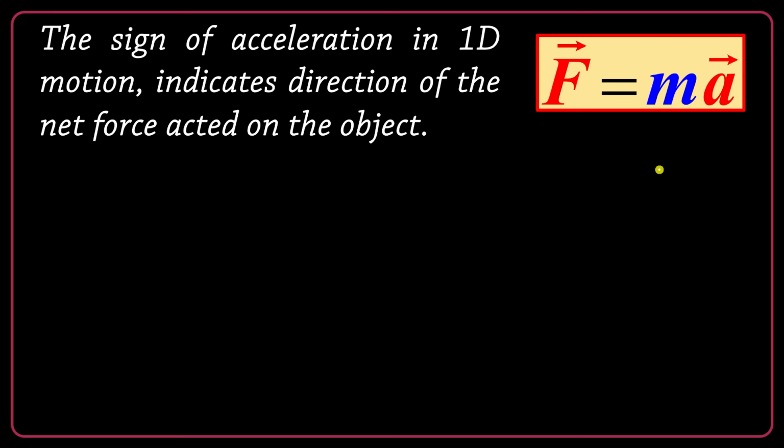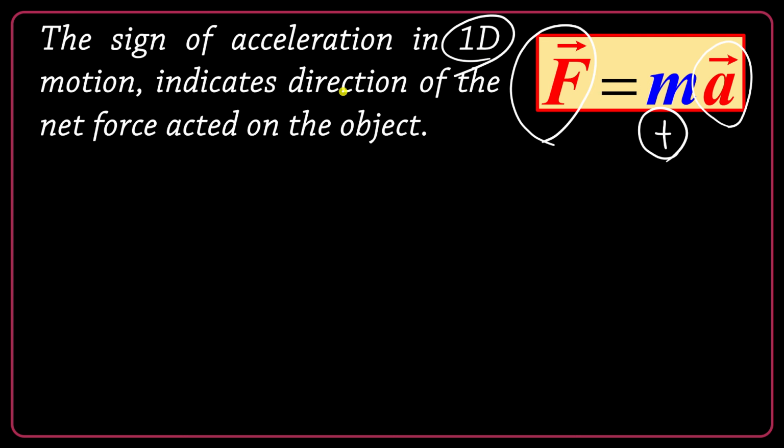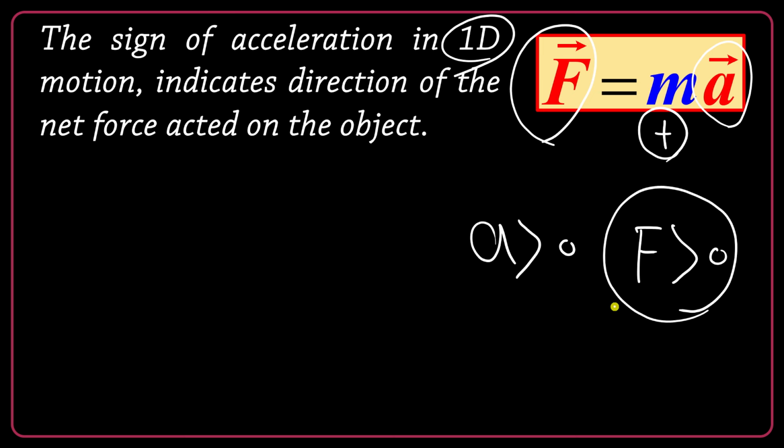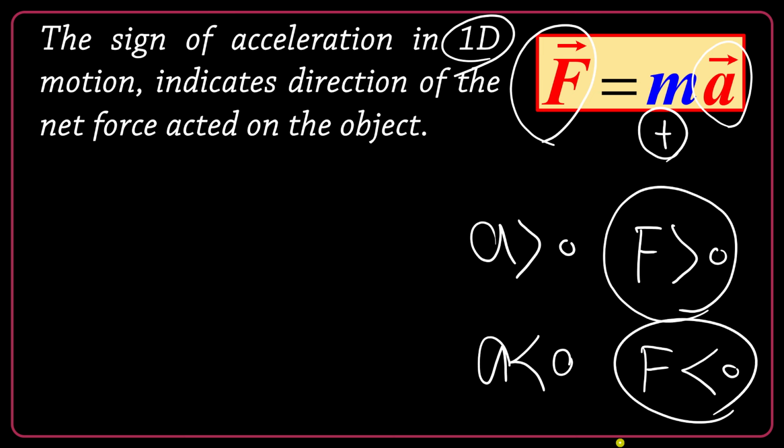As the mass is always a positive value in physics, acceleration and force will have the same sign, same direction, because we are in one-dimensional motion, so direction means sign. Positive to the positive direction, negative to the negative direction. So whenever the acceleration is positive, we can say the force is positive. So the object is acted by a net force to the positive direction of x. And whenever the acceleration is negative, the object is acted by a net force to the negative direction of x.